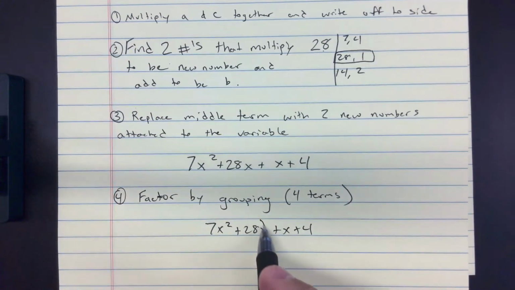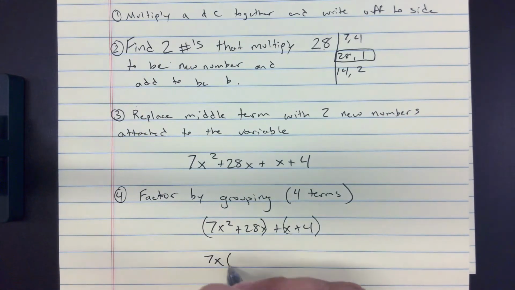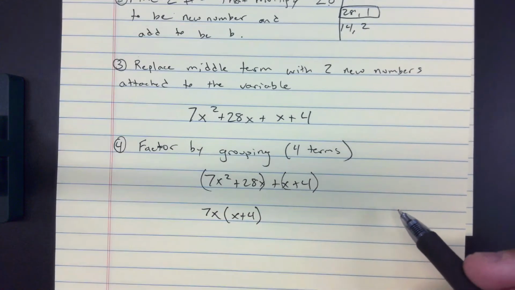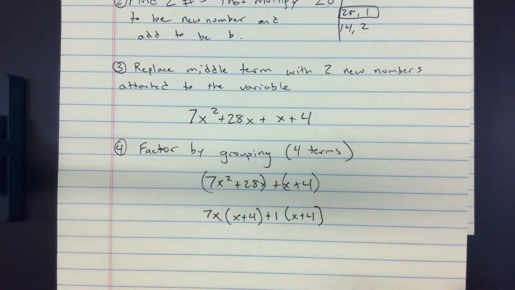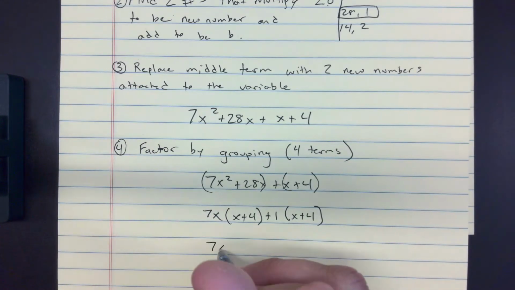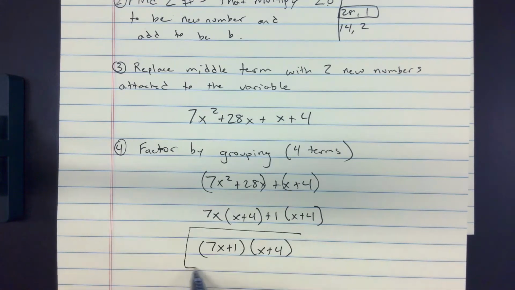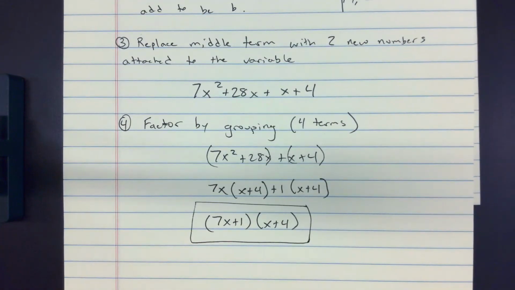So I'm going to go through it. We split it. Out of the first one, we can factor a 7x. Anybody want to take a guess what I can factor out of the next one? A 1, right? So your two answers are going to be 7x plus 1 and x plus 4. That is a bruiser.